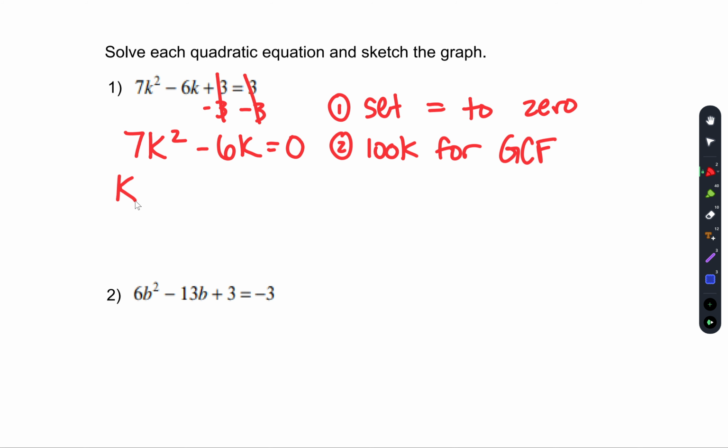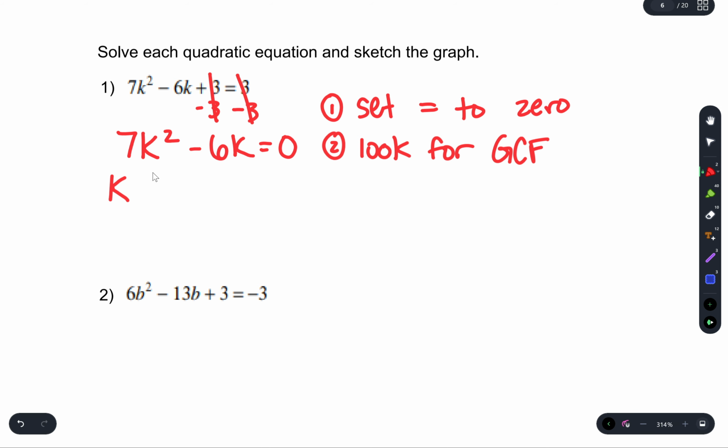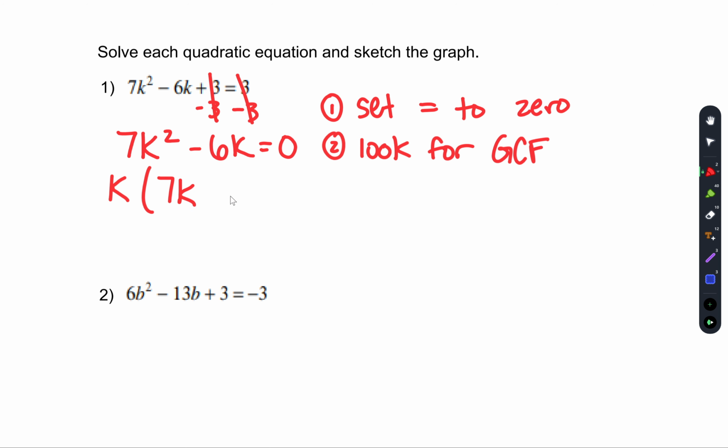When I take out a GCF, I leave it to the side. It is still part of my equation. I just am taking it out to the side, and then I divide everything by that GCF. So 7k squared divided by k gives me 7k. Negative 6k divided by k gives me negative 6. And I am not going to forget that equals 0. It's still with me.